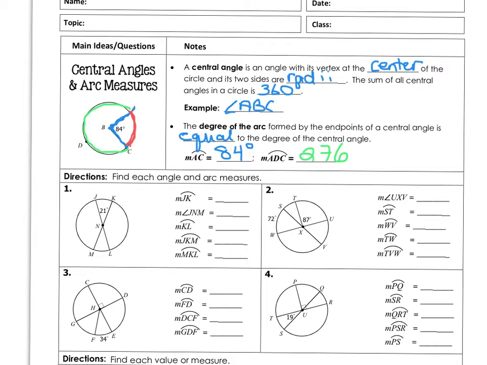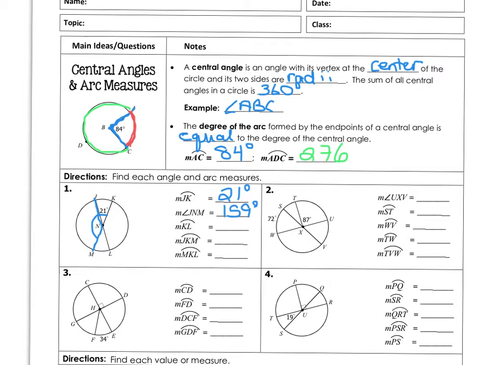We're going to start with the measure of JK, and if you look, it's just 21. Now we're going to do the measure of JNM. So we're doing that angle, and if you think about it, all the way is 180, so subtract 21, you get 159 degrees.